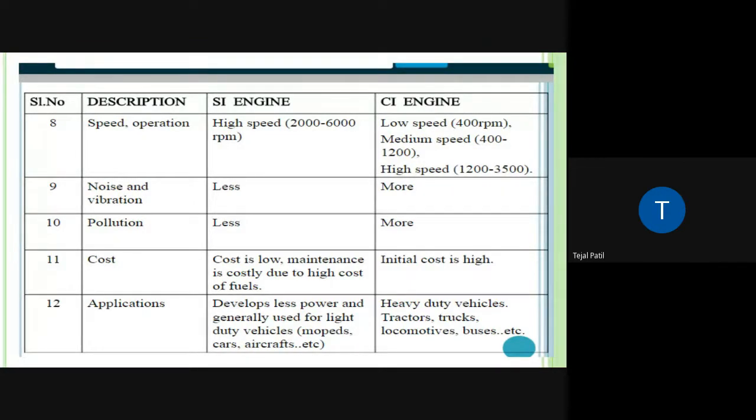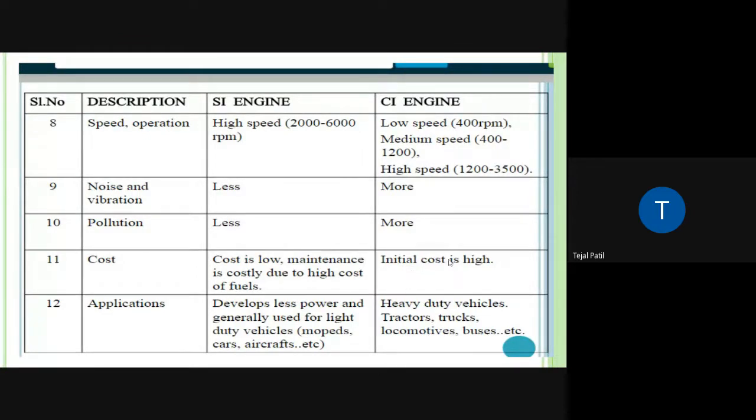Then the next one is cost. The SI engine's cost is quite less. Initial cost is less, but maintenance cost is high because you need to supply petrol, and petrol is costlier compared to diesel.